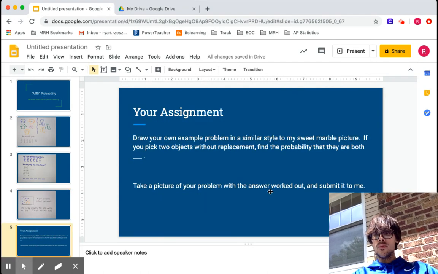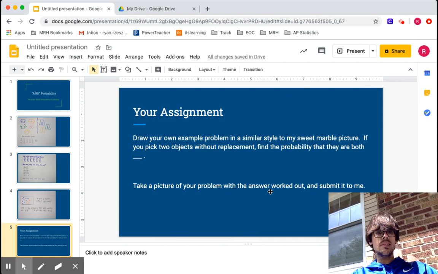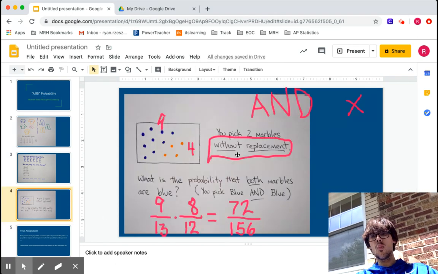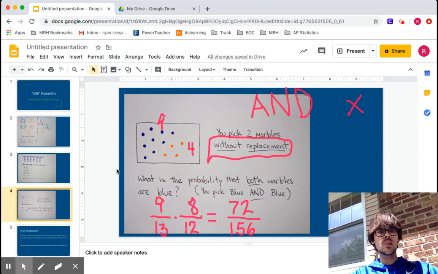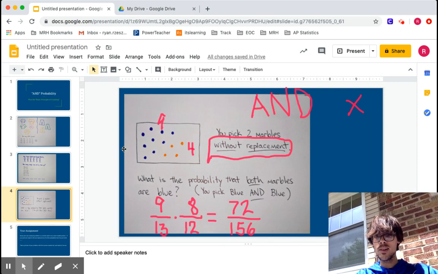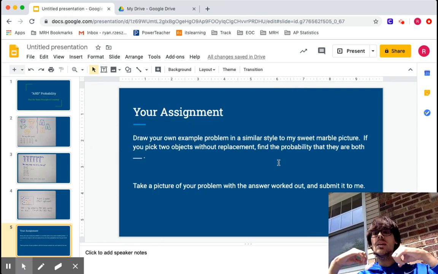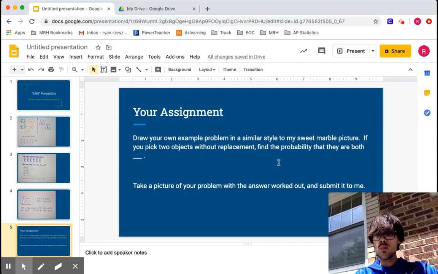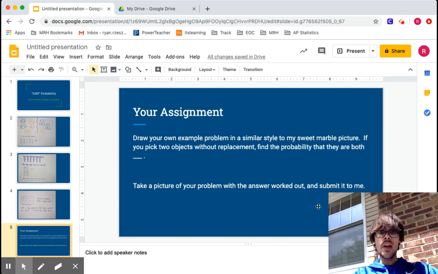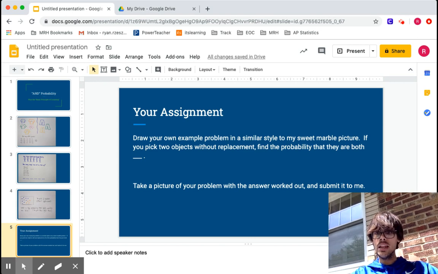So your assignment for this lesson is to make me a similar problem to this right here, where I did an AND probability where you need 2 of something to happen. Just draw your own picture. It can be a really detailed, awesome picture like mine, or it could be something a little less artistically inclined. Make me a picture, figure out a probability with 2 picks without replacements, and then just take a picture of your work and send it my way. That is our lesson on AND probability.